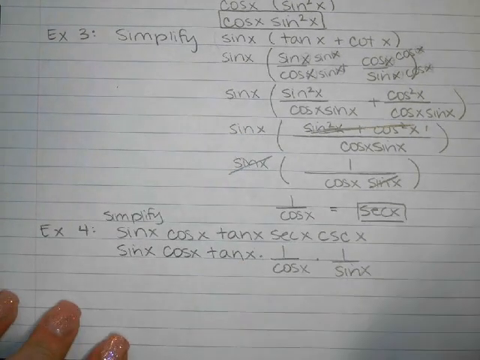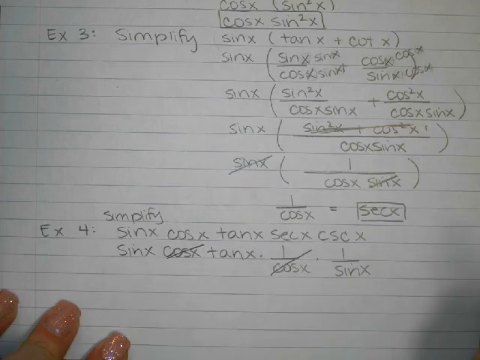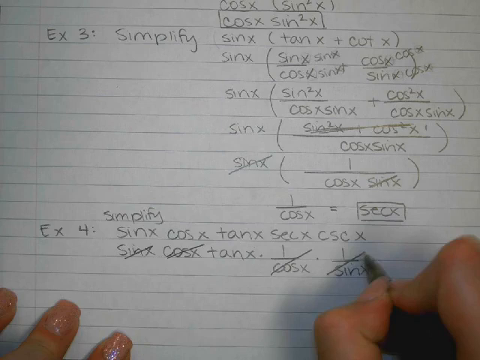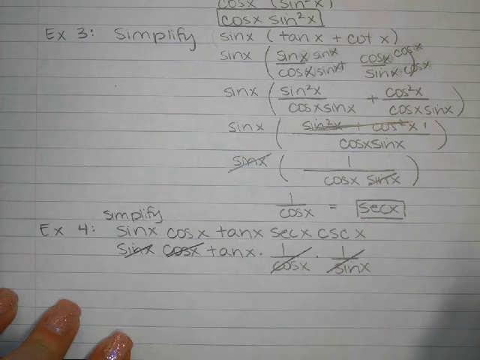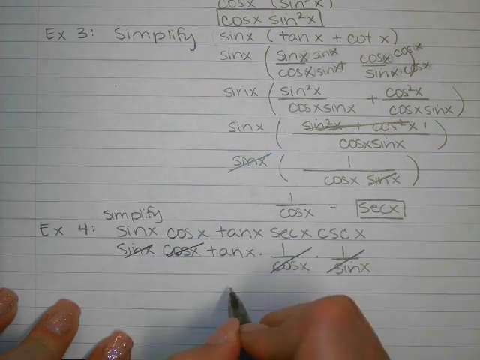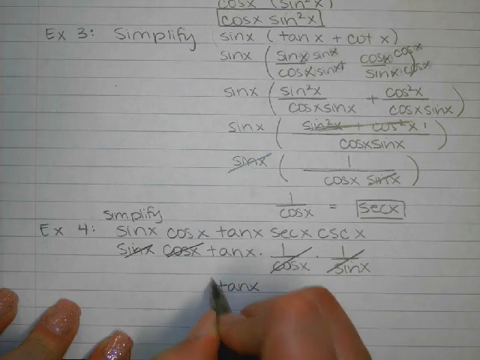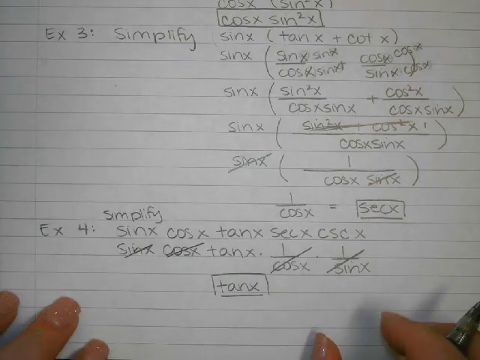And what happens here is the cos and the 1 over cos are going to multiply to be 1. The sine and the 1 over sine are going to multiply to be 1. And so that expression simplifies to just be tan x.